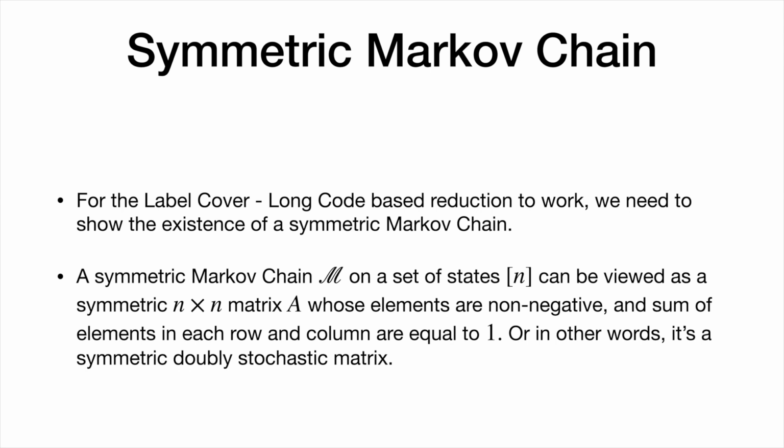For their reduction to work, they needed to show the existence of a symmetric Markov chain with certain properties, and we will do the same, but for a general D rather than just D equal to 2, and then we'll be done. We'll start off by giving a representation of a symmetric Markov chain. A symmetric Markov chain is just a Markov chain where the transition probabilities are symmetric. If you don't know what a symmetric Markov chain is, you can think of it as a doubly stochastic matrix that is symmetric.